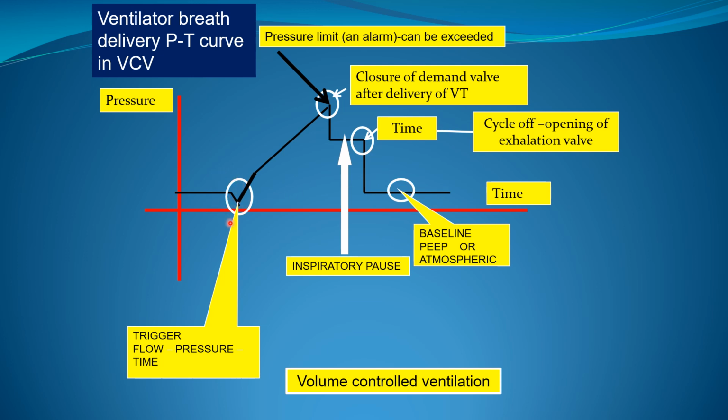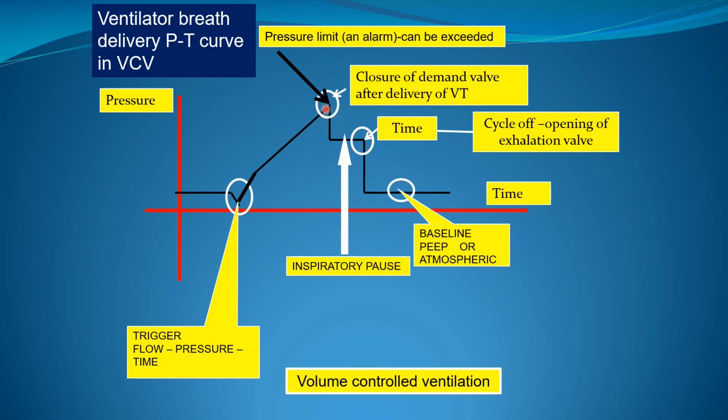The demand valve will open here in response to the patient if it is assisted by the preset flow or pressure, or it opens by time according to the respiratory rate if it is controlled. By opening the demand valve, the flow will start. This flow is preset to go through the bronchial tree and then inflate the alveoli till it reaches the peak inspiratory pressure.